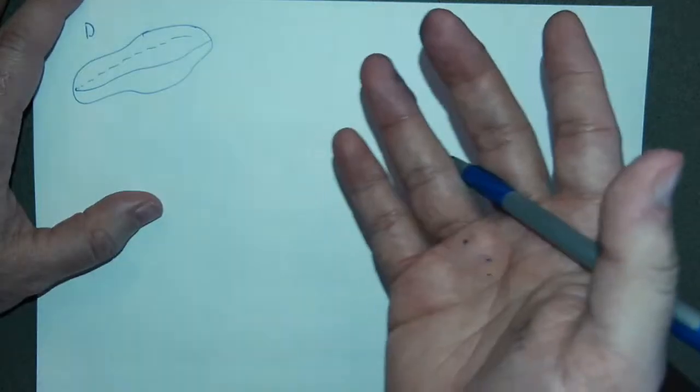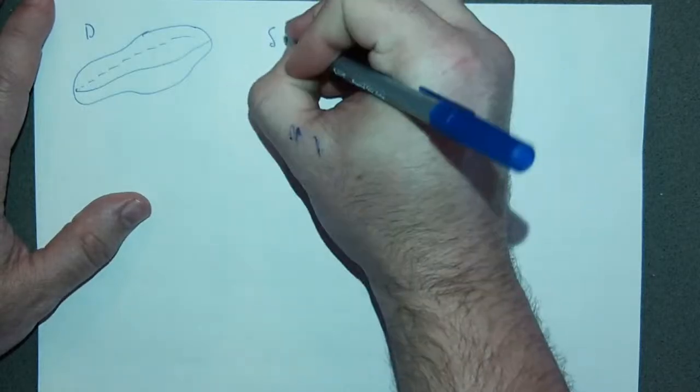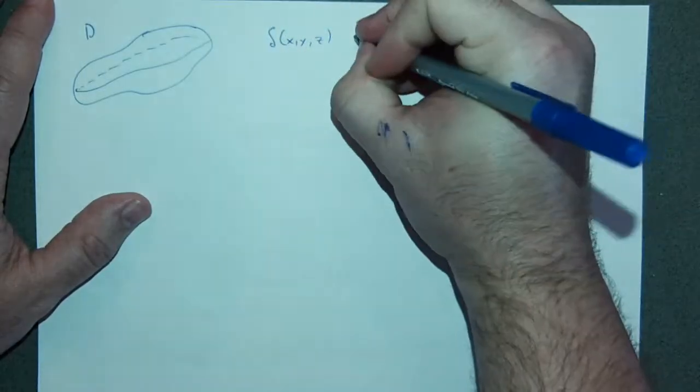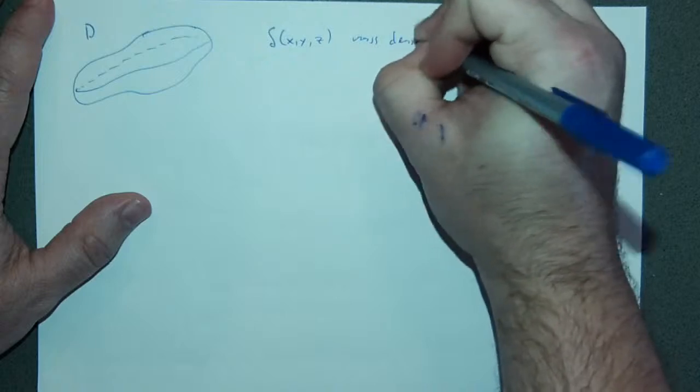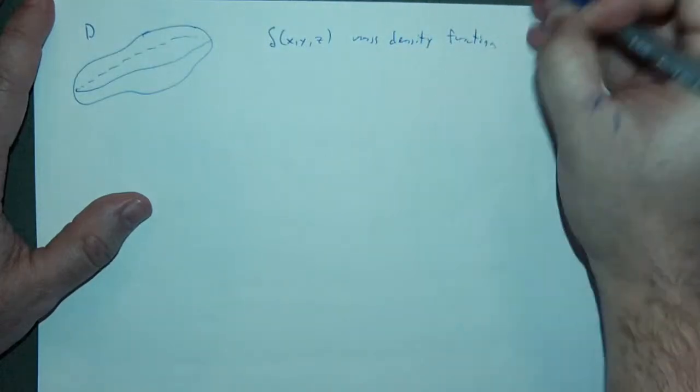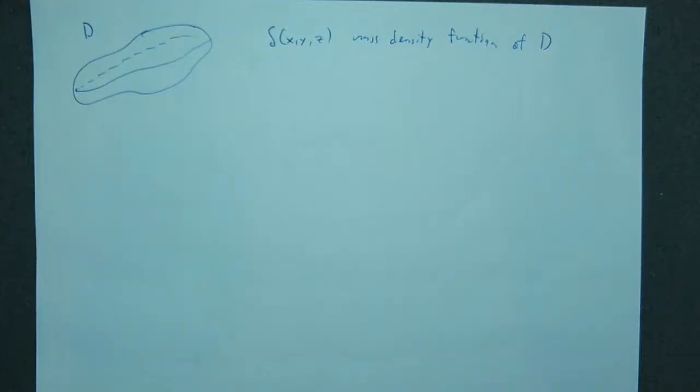Suppose that we have a function describing the distribution of mass of this solid region D. So now we're thinking of a physical, actual, solid region, right? Let's say that we have a mass density function that is describing the distribution of mass of this object. We'll call our mass density function delta of x, y, z. This is the mass density function of D.